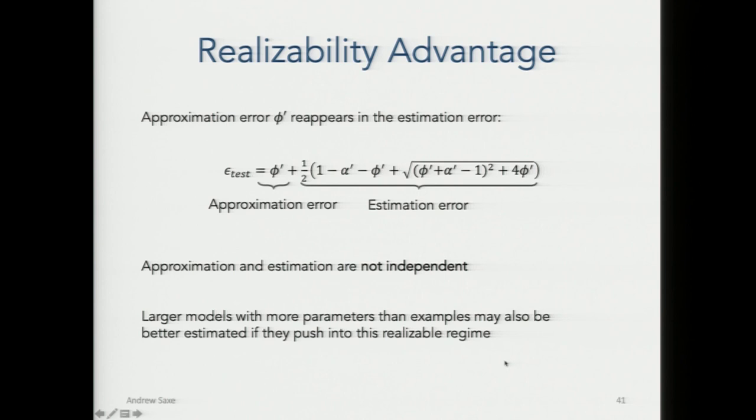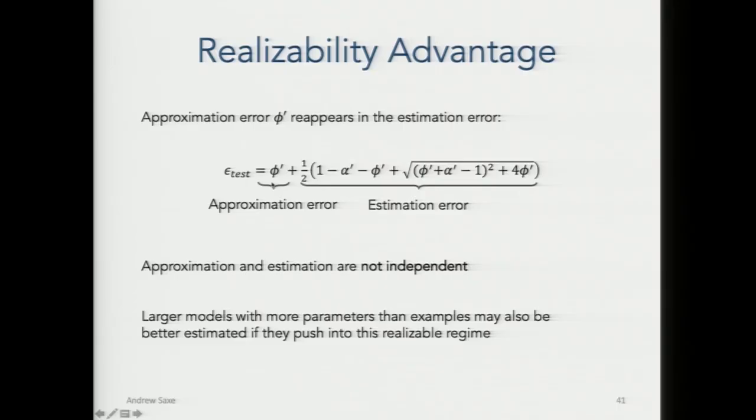And if you look at this in the linear case, it's essentially just drawing out this point that the way it's presented in the textbook might make you think that approximation error is independent from estimation error, but in fact, it is not. So here, the approximation error is phi prime. The estimation error, you can see phi prime shows up again and again in the estimation error as well. And so what that means is, as you go to the realizable regime, in fact, your estimation error can also be decreasing.